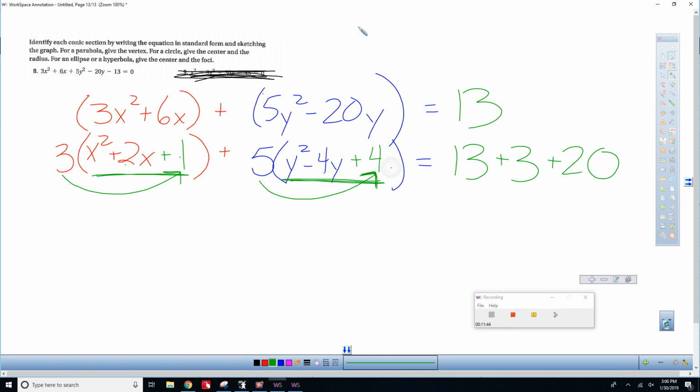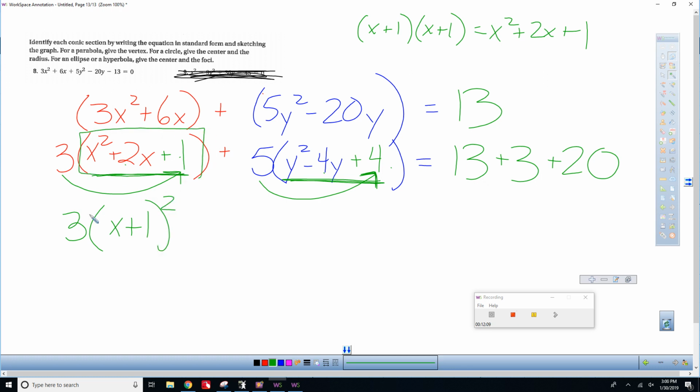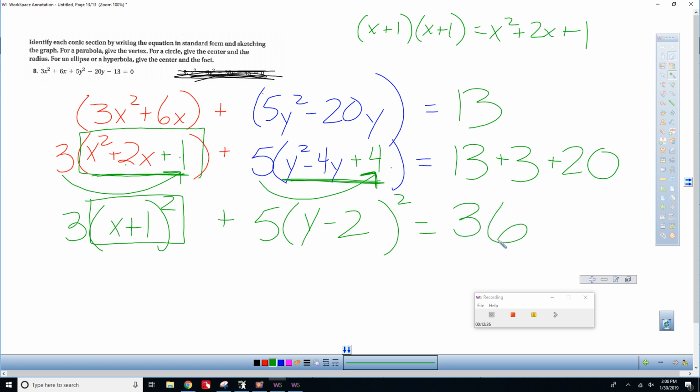Now, why did I do that? I don't know how much you guys know. What is x plus 1 times x plus 1? It's x squared plus 2x plus 1. I completed the square. 3 times (x plus 1) squared. This and this are the same thing. Plus 5 times what? Well, what is that? That's (y minus 2) squared. Equals 16 plus 20, which is 36.